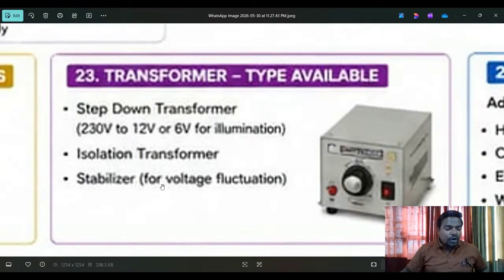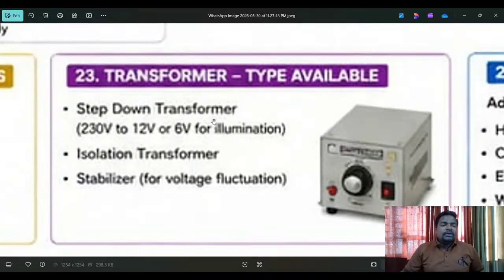So the topic is almost over. Okay, this first slide is complete. Next I'm going to show you the internal parts of the microscope. Okay, please listen carefully. This is very important information. We have spent time in many ways on other activities, but this is important to grow your career. Okay. Next, the transformer types available.